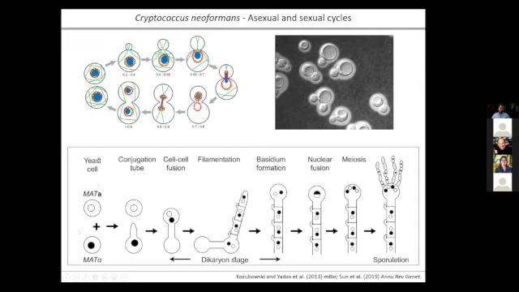Now when these two cells of opposite sex come together and conditions are favorable, they fuse with each other and form this zygote, which then takes a different turn and develops into a filament. This filament then matures into a basidium, and only when the basidium is formed, the two parental nuclei fuse with each other, go through meiosis and produce spore chains. Like I said, my talk is going to be focused on sexual reproduction. So this is the cycle that I'll be talking about.